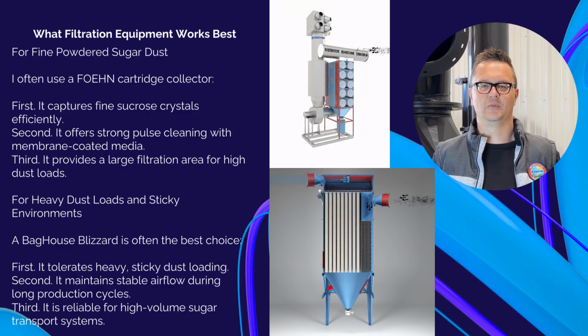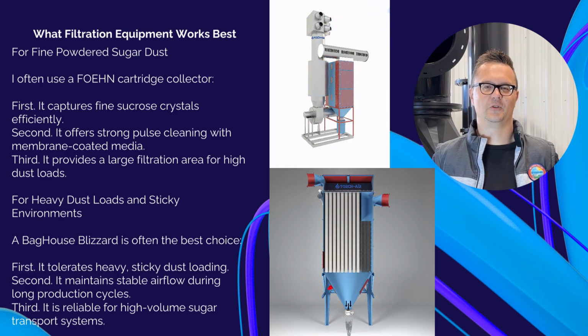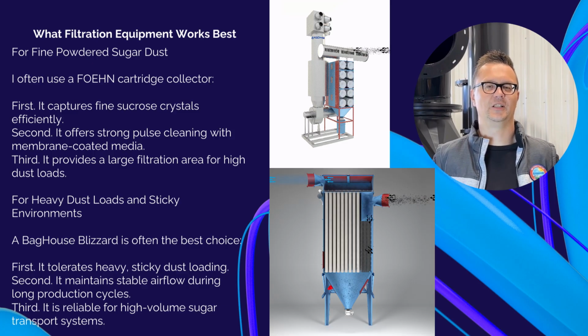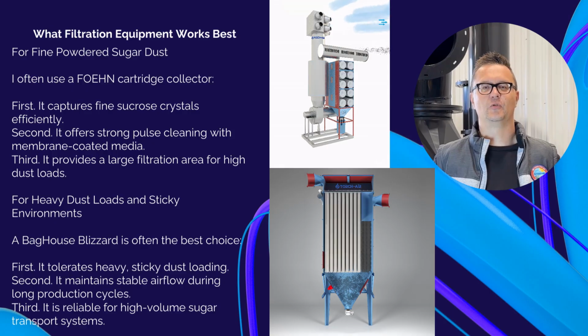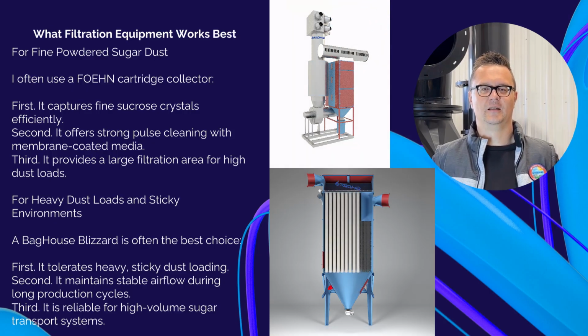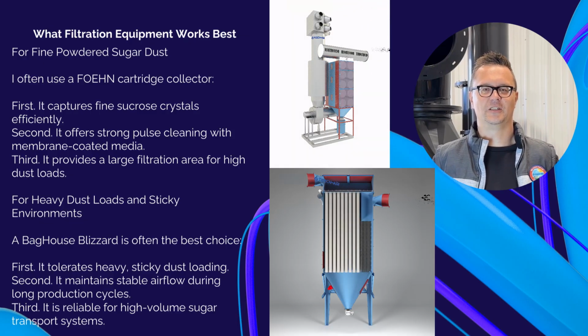What filtration equipment works? Sugar dust requires rugged, high-efficiency filtration systems. For fine powdered sugar dust, I often use a FOEHN cartridge collector. First, it captures fine sucrose crystals efficiently. Second, it offers strong pulse cleaning with membrane-coated media. Third, it provides a large filtration area for high dust loads.